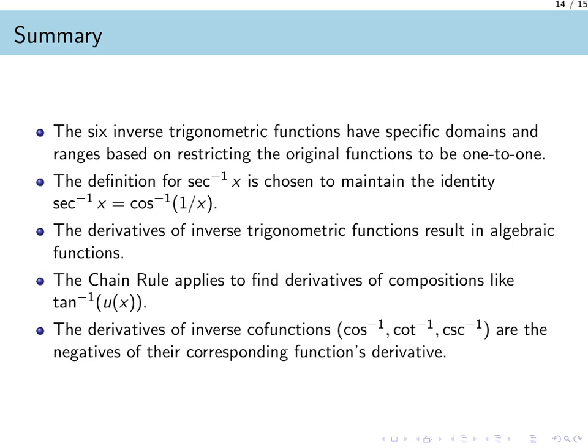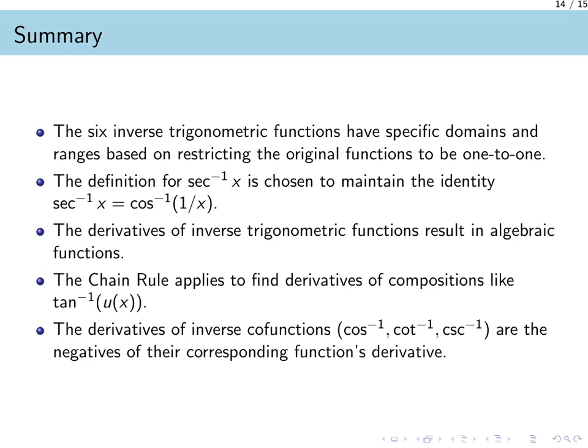Let us summarize the key ideas for inverse trigonometric functions. To create these functions, we must first restrict the domains of the original trigonometric functions to make them one-to-one, which in turn defines the specific domains and ranges for their inverses. The definition for arcsecant, for example, is chosen specifically to maintain the useful identity that arcsecant of x equals arccosine of the quantity 1 over x.